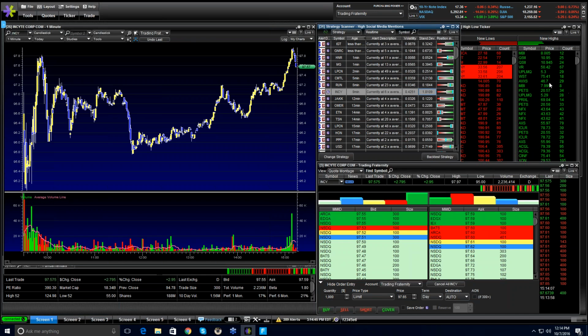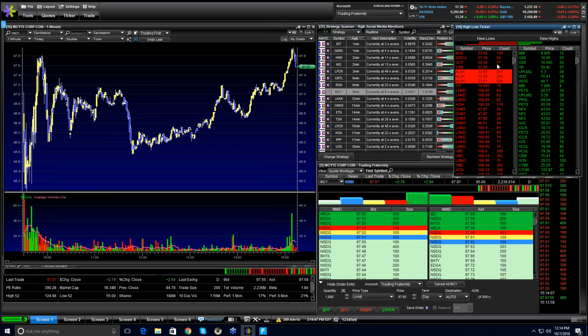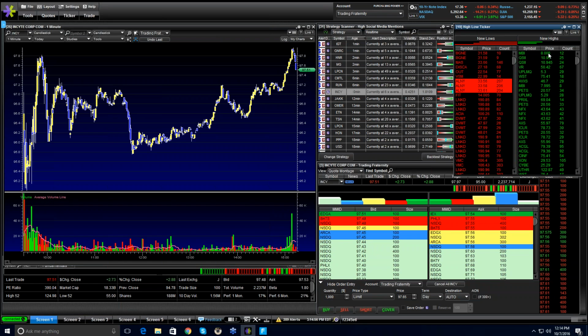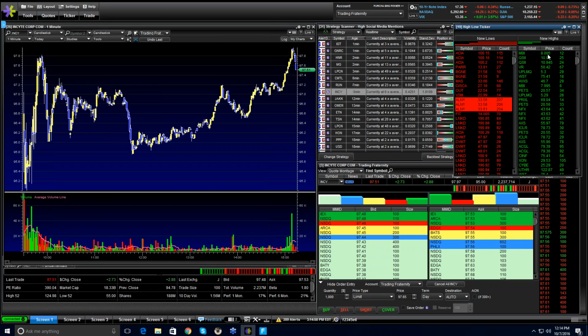So there's that. Now for the high-low ticker, you guys see, this is one I'll show you. It pretty much shows stocks. I've explained this in one of the other videos. High and low tells you the stock, what price it's at. So MBI is priced at $8 right now, and when it hit that, that's its 12th high.